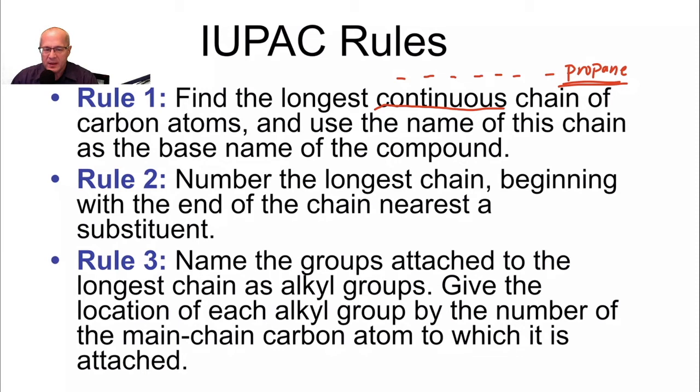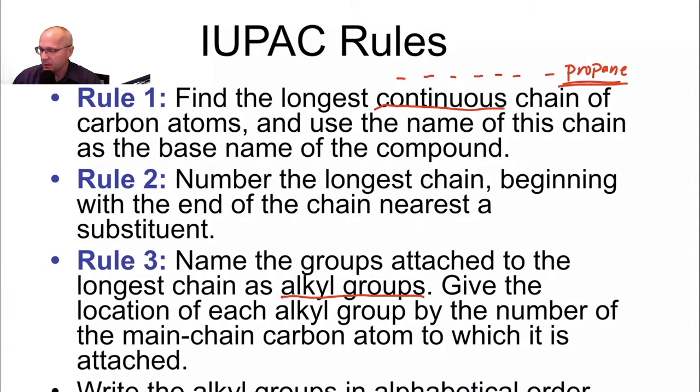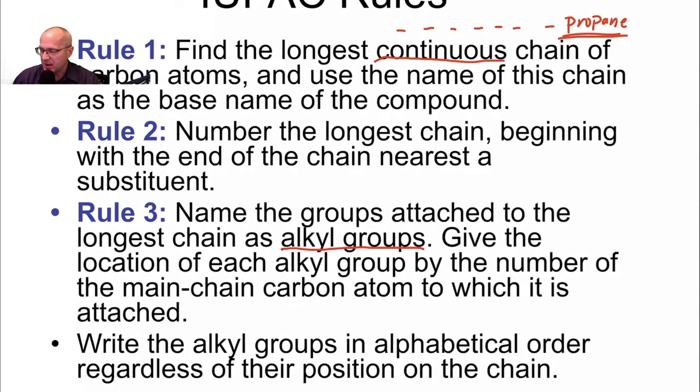Rule number 3. Name the groups attached to the longest chains as alkyl groups. Alkyl groups or alkane-derived groups. Alkyl basically means alkane-derived. Give the location of each alkyl group by the number of the main chain carbon from which it's attached. We'll get into that. Okay? It's a simple rule, but it doesn't really make sense when you read it. It only makes sense once you've seen it applied. And then write the alkyl groups in alphabetical order regardless of their position on the chain. So it doesn't matter. It's always alphabetical. And we'll see an example of this.